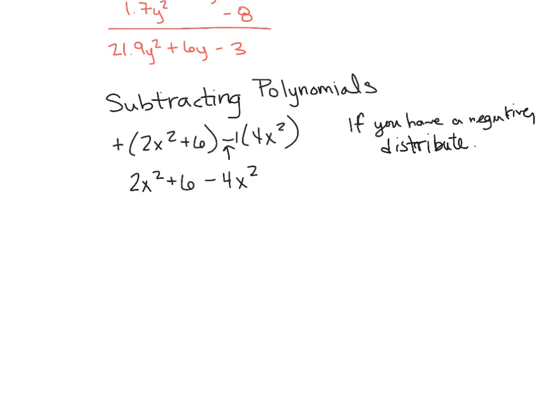Okay, so now we're back to our normal thing: 2x squared and minus 4x squared, those are like terms, and then plus 6. And then you combine 2 minus 4 is negative 2x squared, and since you don't have anything to add your 6 with, you just put that at the end.